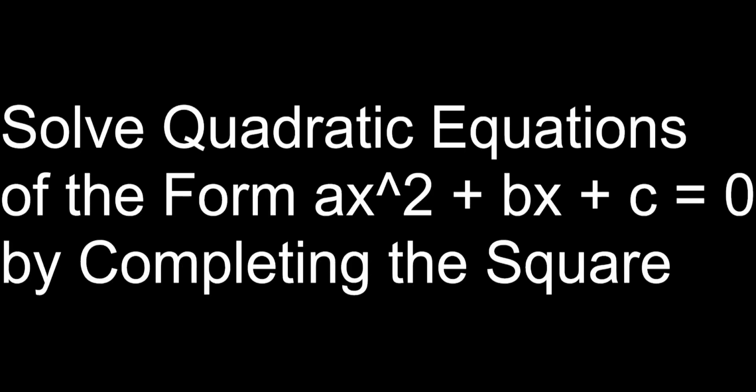Hello everyone. The title of this video is Solve Quadratic Equations of the form ax squared plus bx plus c equals 0, where a, b, and c are real numbers with a not being 0, by completing the square.